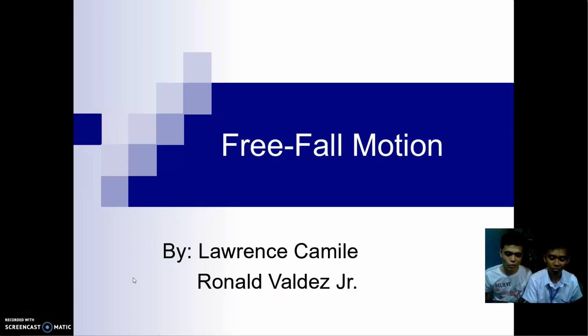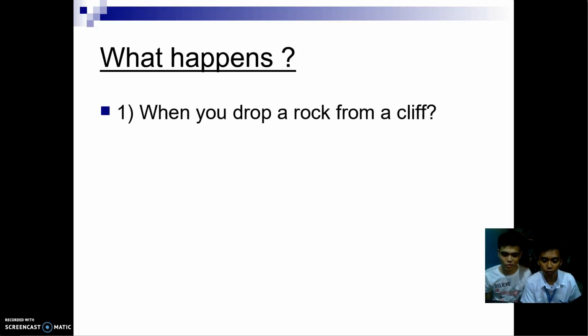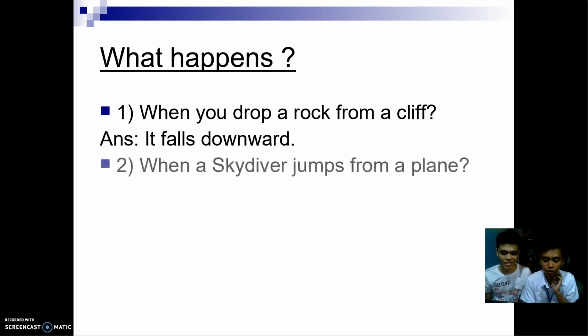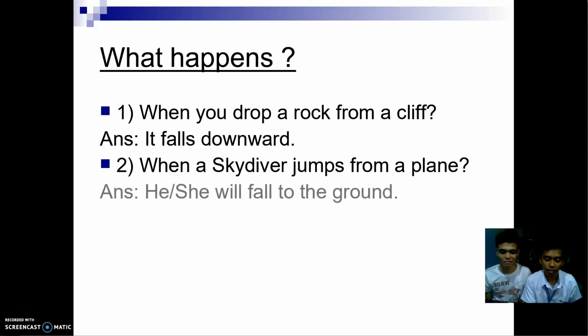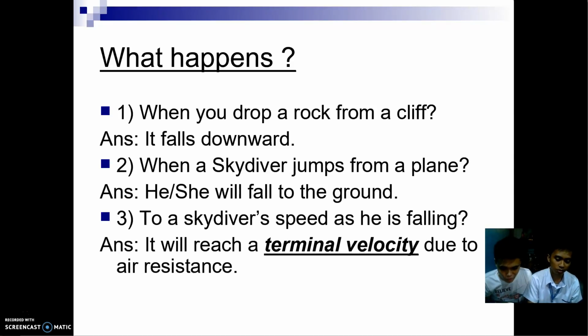So today we're going to give a lecture about free fall motion. First, we have 3 examples of what happens in real life situations involving free fall motion. First, when you drop a rock from a cliff, what will happen? Obviously it falls downward. Second, when a skydiver jumps from a plane, what will happen? The answer is, he or she will fall to the ground. And last, what happens to a skydiver's speed as he is falling down? It will reach a terminal velocity due to air resistance.